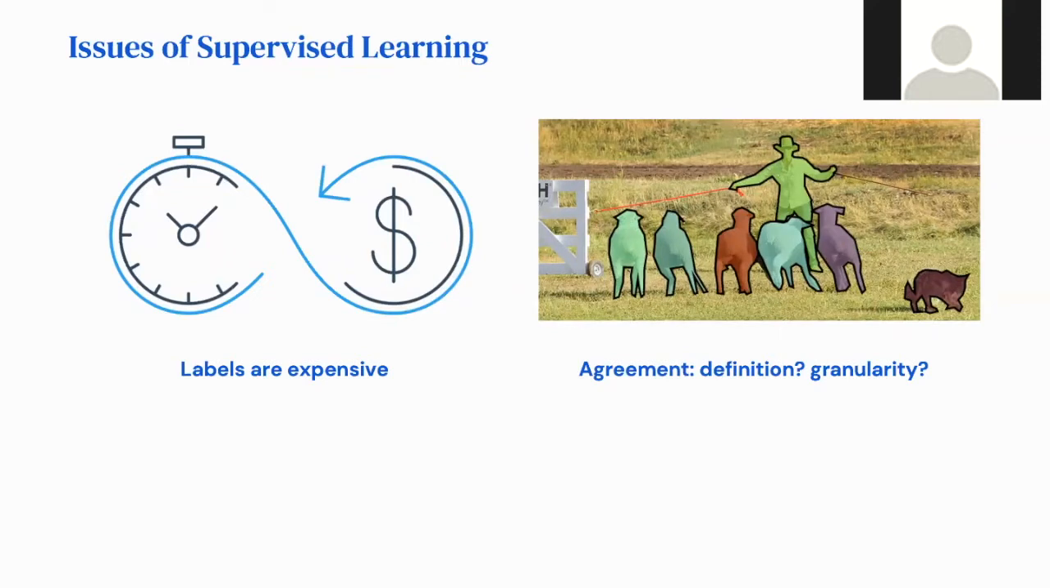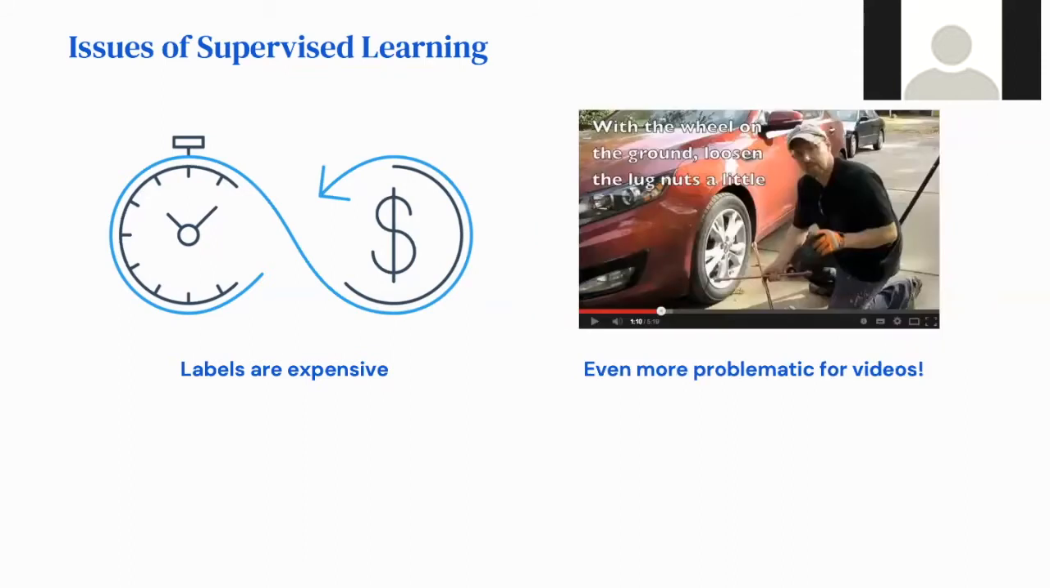Sorry, this problem I think is even worse when we move to videos because there are even more possibilities due to the temporal aspect of videos. For example, how to agree on localizing actions, how to come up with a predefined list of actions that this guy can do with the tool he has. So this problem is even more pronounced on videos, and we need to address this issue.